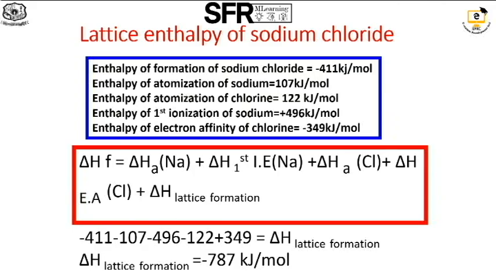This is the equation to calculate the enthalpy of lattice formation: delta H f is equal to delta H a, the enthalpy of atomization of sodium, plus the ionization energy of sodium, plus the enthalpy of atomization of chlorine, plus the electron affinity of chlorine, plus the enthalpy of lattice formation. From this equation, we have to calculate the enthalpy of lattice formation. Except for the lattice enthalpy, all these values are given in the above table. Finally, summing these values, you get the enthalpy of lattice formation equal to minus 787 kilojoule per mole.